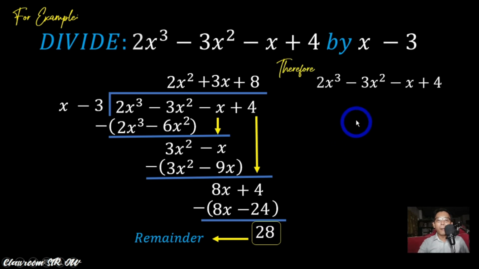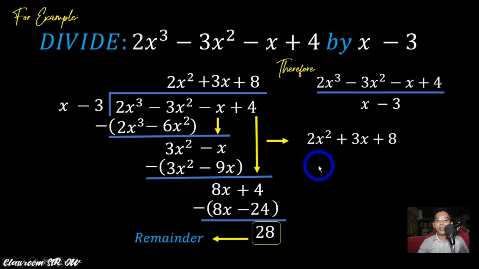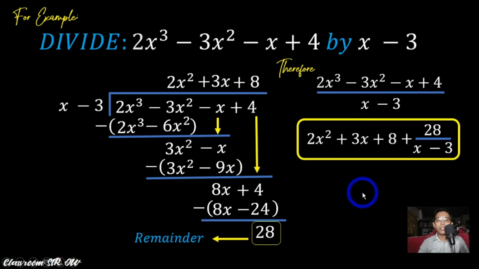So therefore, if you divide a polynomial by another polynomial like this, that is equivalent to 2x squared plus 3x plus 8, that is the quotient, plus the remainder, 28, divided by the divisor, which is x minus 3. So our final answer is 2x squared plus 3x plus 8 plus 28, which is the remainder, all over x minus 3.